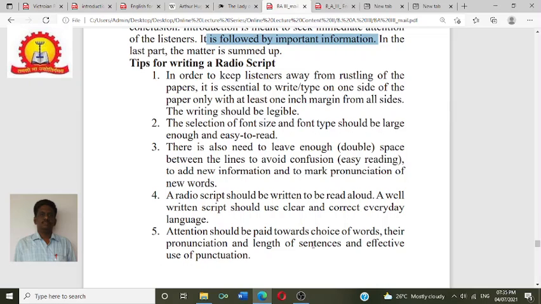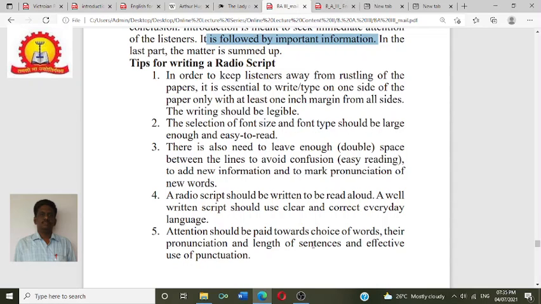See the third tip. There is also a need to leave enough space, that is a double space, between the lines to avoid confusion. So many times we start reading and we forget whether we were reading the upper line or the lower line, and confusion is created. To avoid such confusion, we should leave enough space, and enough space for reading is 1.5 and above. So this tip has suggested double space.